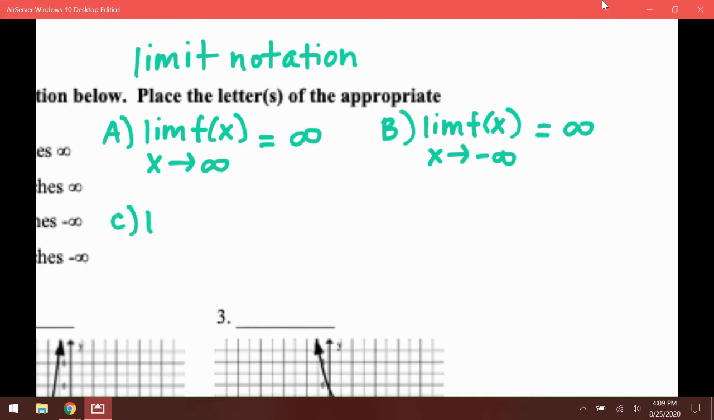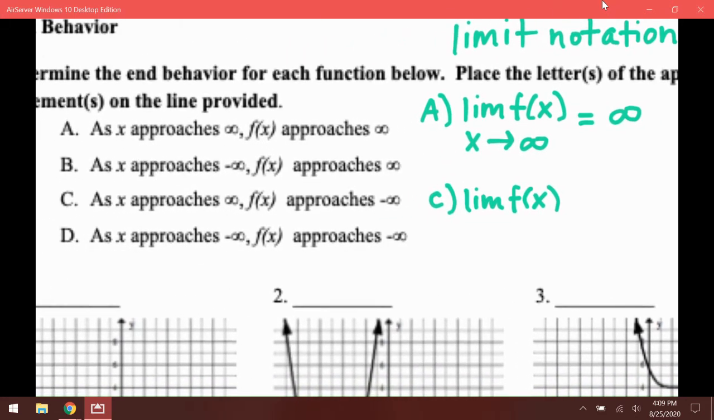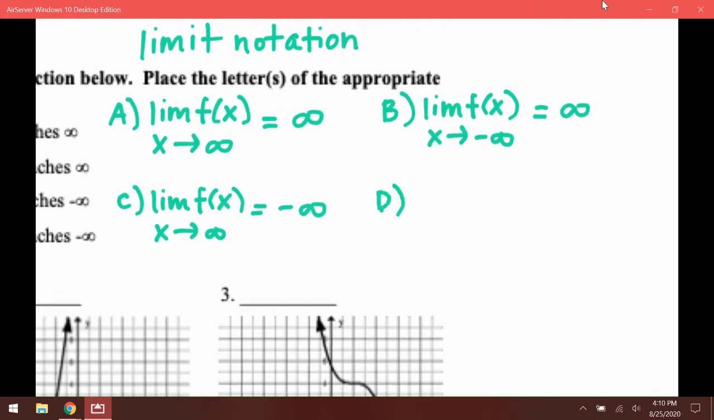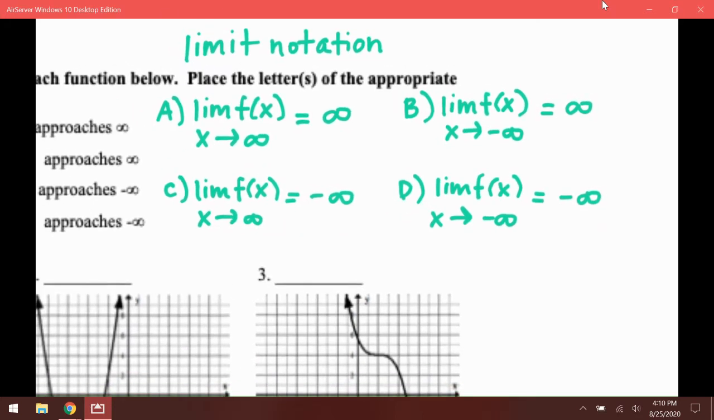Part C, let's rewrite. That'll be the limit of f of x. Part C says x is approaching positive infinity. So as x approaches positive infinity, my limit is negative infinity. And last but not least, to write part D in limit notation, we have the limit of f of x. This one says as x approaches negative infinity equals negative infinity. Okay, so that is how you write those in limit notation, which is the more accurate, more correct, more mathematically sound way of writing your end behavior.